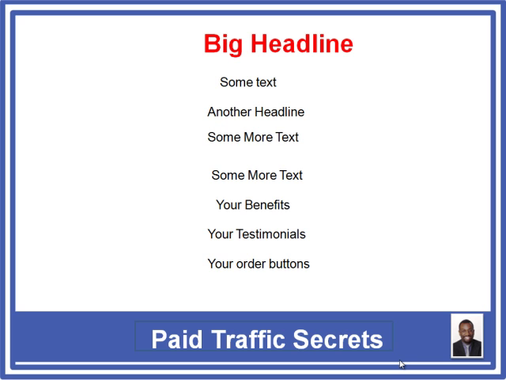Here is an example of the traditional way of doing sales copy. This is what we've done for years and it works and it's good. And you're probably familiar with this. It's your headline, some text, a subhead, some more text after that, your benefits, your testimonials, your order button, your call to action, your guarantee, some more testimonials, and your PS. Right? Isn't that what you've probably been used to seeing?